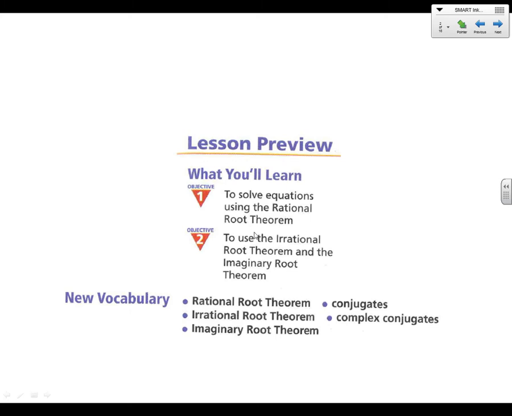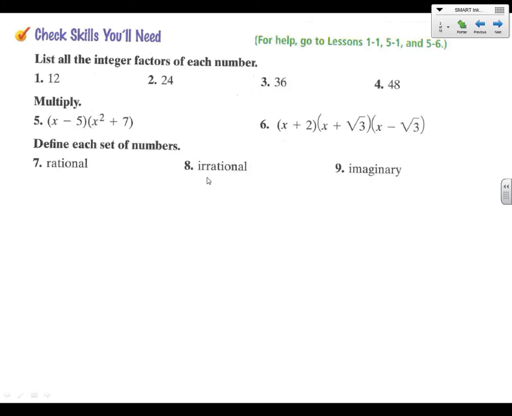So two objectives here. We're going to solve equations using the rational root theorem. And then we're going to use the irrational root theorem and the imaginary root theorem. We won't necessarily solve with those, we're just going to be able to use them. So first things first, let's do some skills checks here.